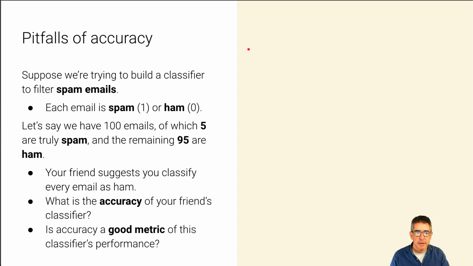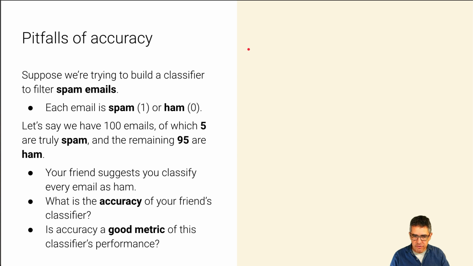And so now let's think about a hypothetical friend of yours who has not taken Data 100 and suggests, hey, I can do this, just classify every email as ham. Literally, your classifier is very simple. For every incoming email, it says it's not spam. That's it.